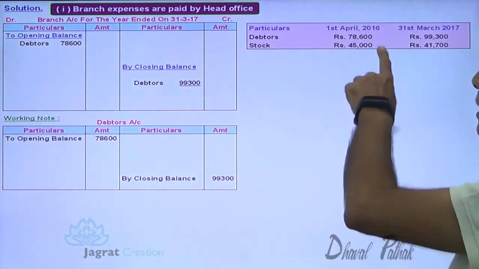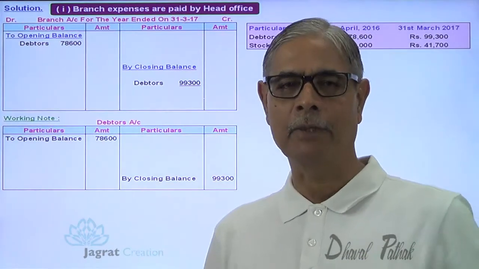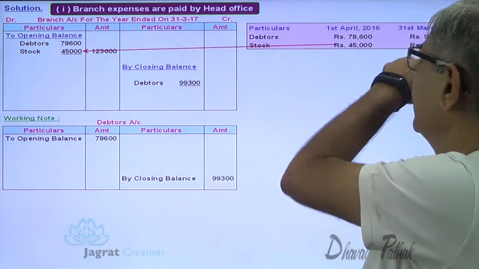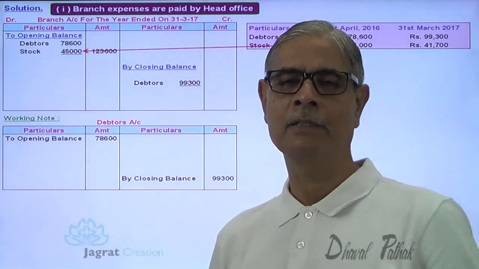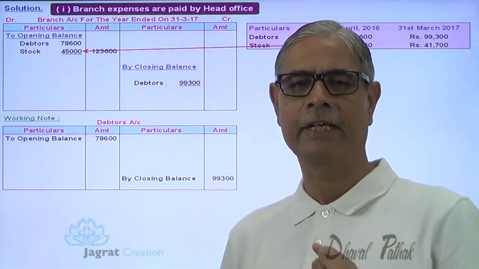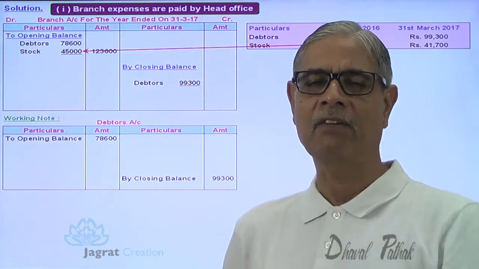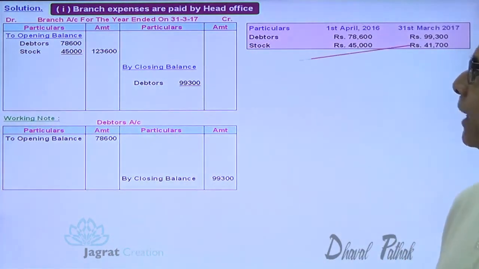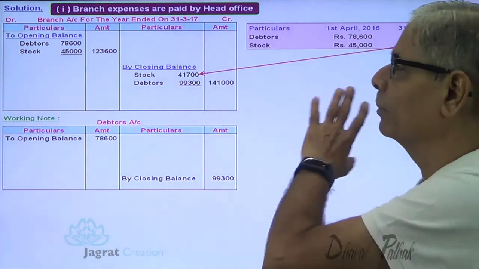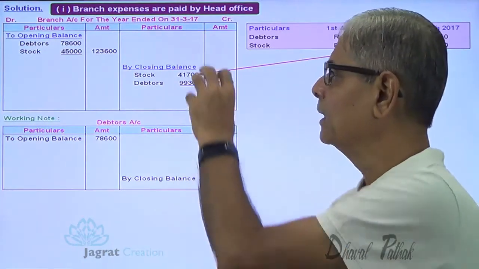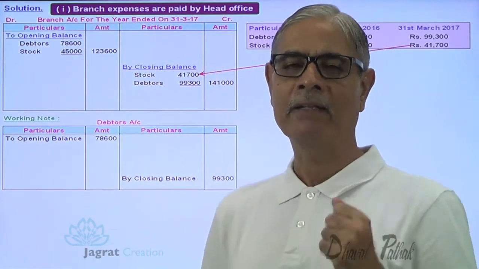In the same way, stock given to the branch at the beginning of the year: branch account debit to stock account. And stock is taken from the branch at the end of the year, so the reverse entry is to be recorded. Stock is taken from the branch. Stock is received, so debit what comes in: stock account debit. Branch is the giver. Credit the giver. So branch account is to be credited for this stock at the end of the year. So this is how assets are given to the branch at the beginning of the year, and assets are taken away from the branch at the end of the year.